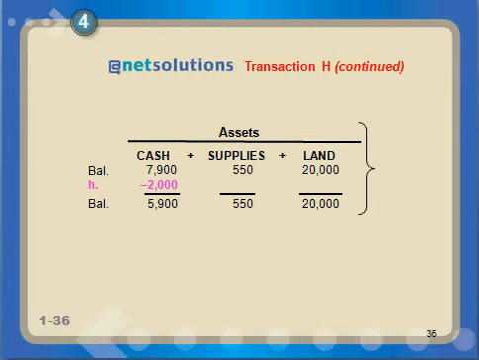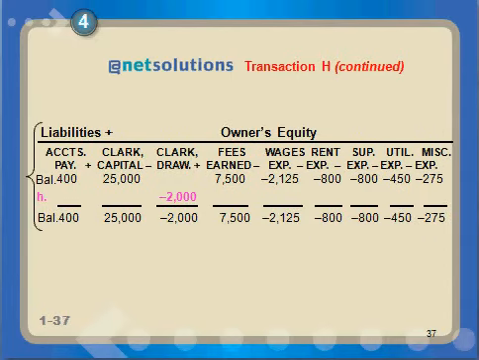So now we have on the left hand side a total of $26,450 if my math is correct. And then we'll take a look at the right side. We do have a new account on the right hand side called Chris Clark Drawing, and it's a subtraction from the owner's equity, so it's minus $2,000. So we have our accounts payable $400, capital account $25,000, drawing account minus $2,000, fees earned plus $7,500, and then minus all of our expense accounts.